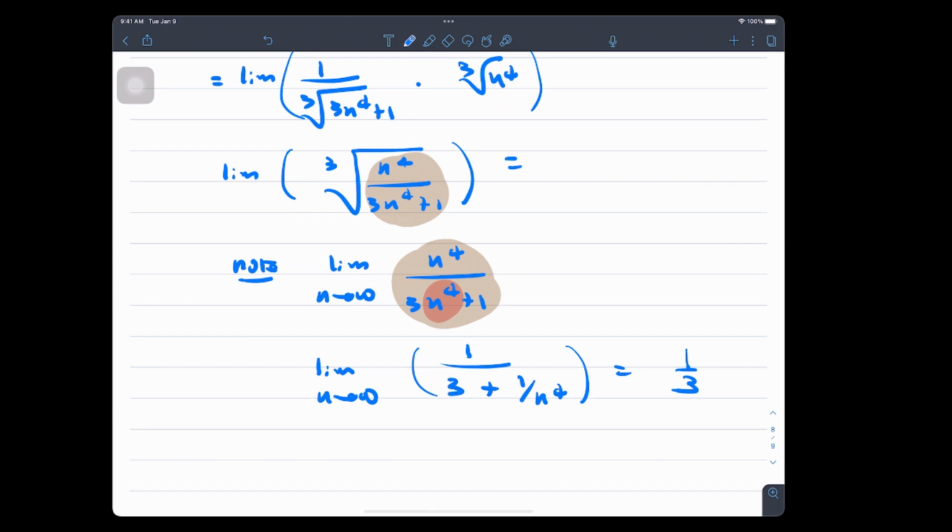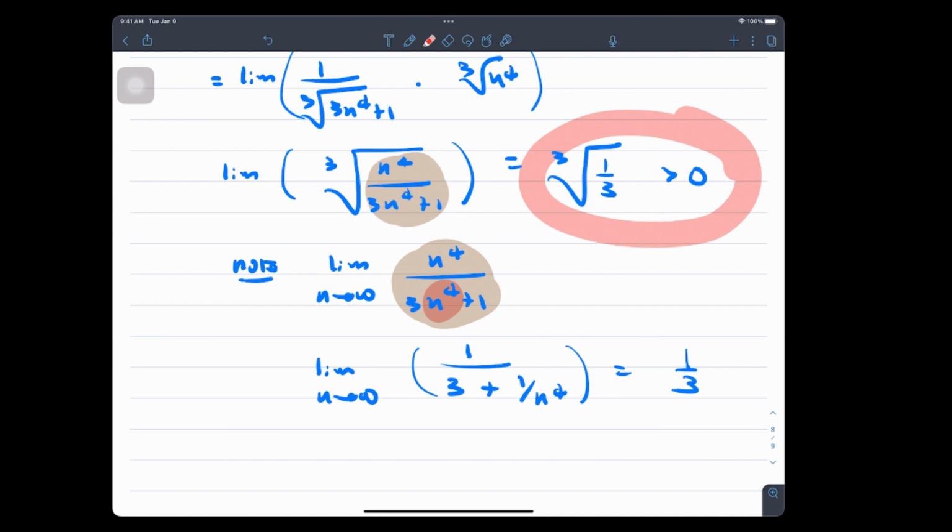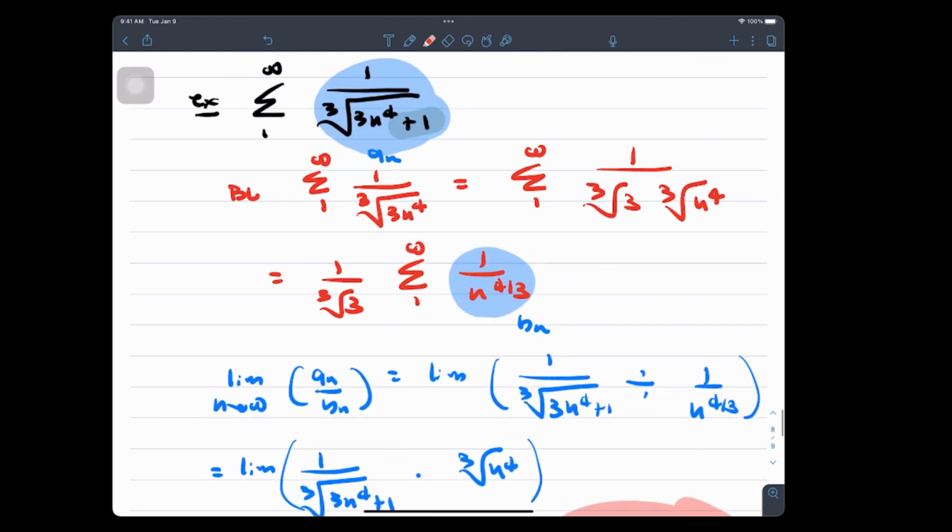So this limit is the cube root of 1/3, which is positive and finite. That's what you're looking for. So what that means is, since this series is a what? What kind of series is this? Is this a convergent p-series or divergent? Is that a convergent p-series? This converges by the limit comparison test.